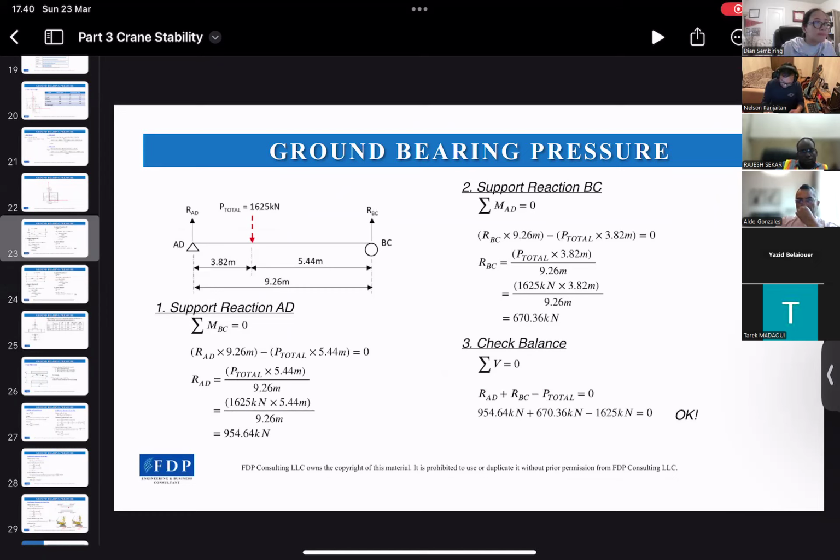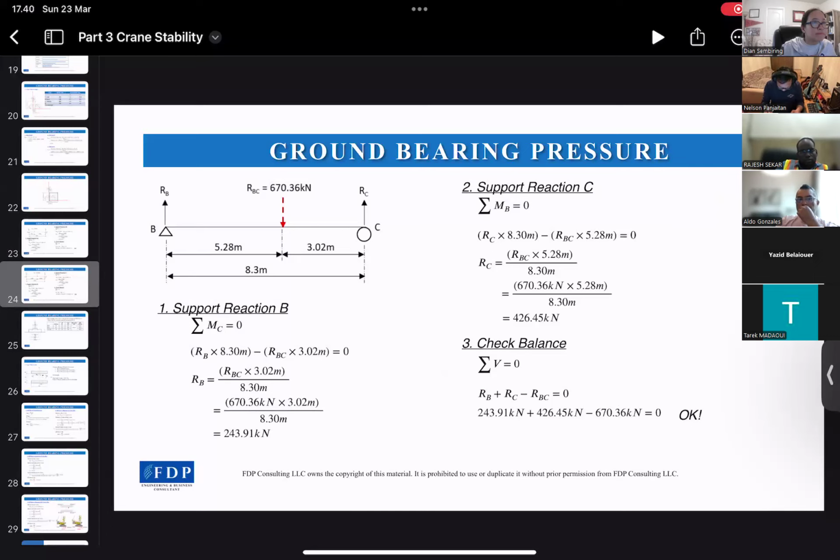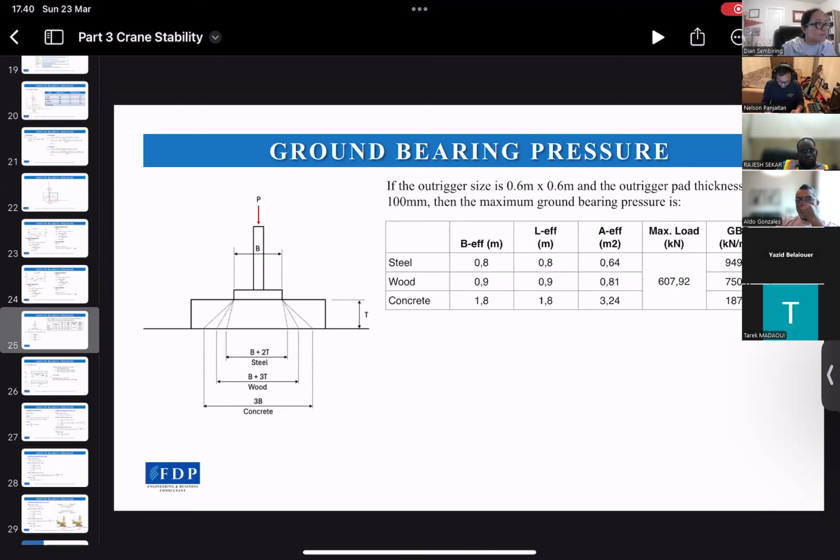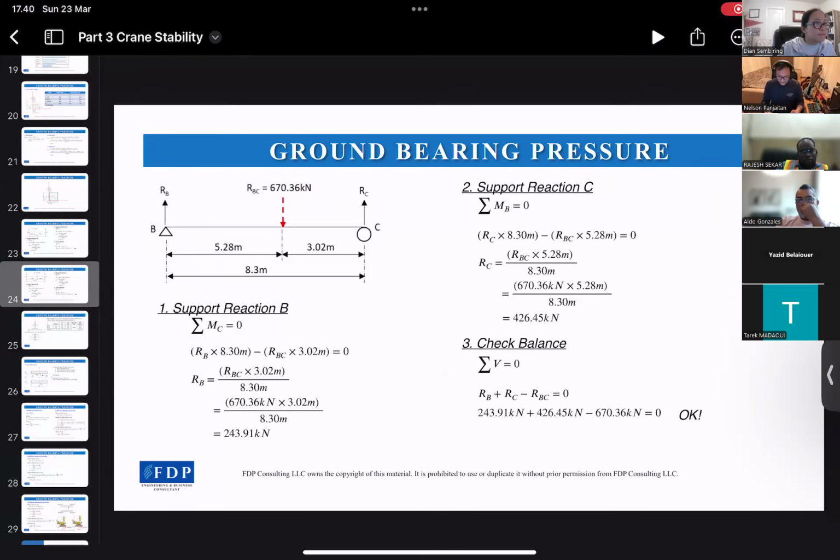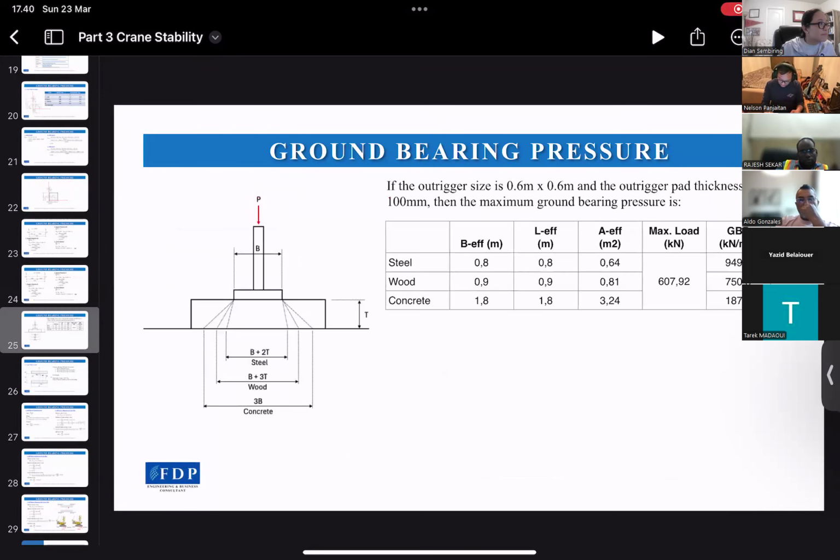If you want, we can calculate here. Like we did in the crawler, point A, this is the GBP, point B, point C, point D. It's the same process, because I use the maximum load here. Yes, that's why I told you, because I faced this problem with one of the clients. He asked for each point in the telescopic crane. So it's the same process.